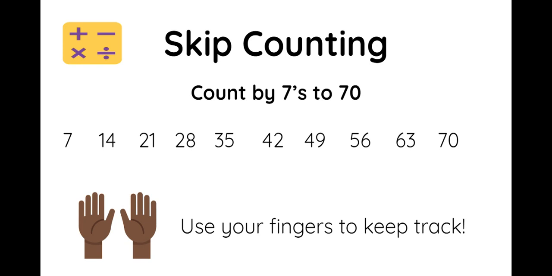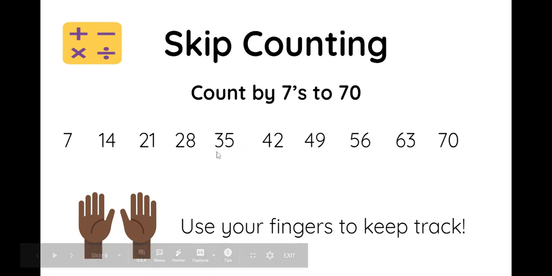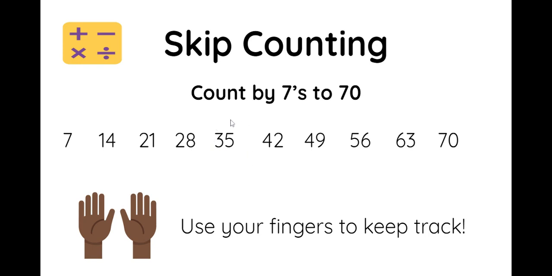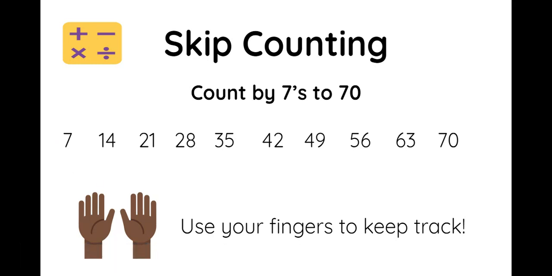I want us to think in our heads really quickly. If I said 7 times blank equals 35, what would that answer be? 7 times blank equals 35. Think in your heads for a second. You have about 5 seconds. 5, 4, 3, 2, and 1. If you said 7 times 5 equals 35, that would be correct because we added together 5 multiples of 7 to get to 35. And you notice that because 35 is the 5th number in our skip count.